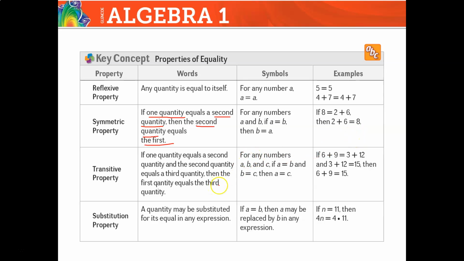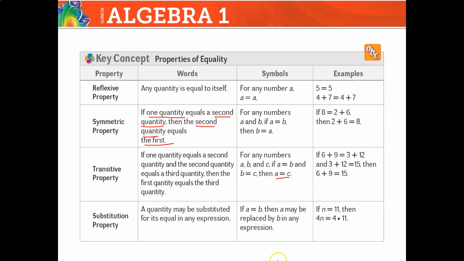Transitive property. If one quantity equals the second quantity, and the second quantity equals a third quantity, then the first quantity equals the third. Here it is using symbols. So we have A, B, and C. If I told you A is equal to B, and B is equal to C, then because A is equal to B, A also has to be equal to C. That's transitive. So if 6 plus 9 is equal to 3 plus 12, and 3 plus 12 is equal to 15, then 6 plus 9 is equal to 15.